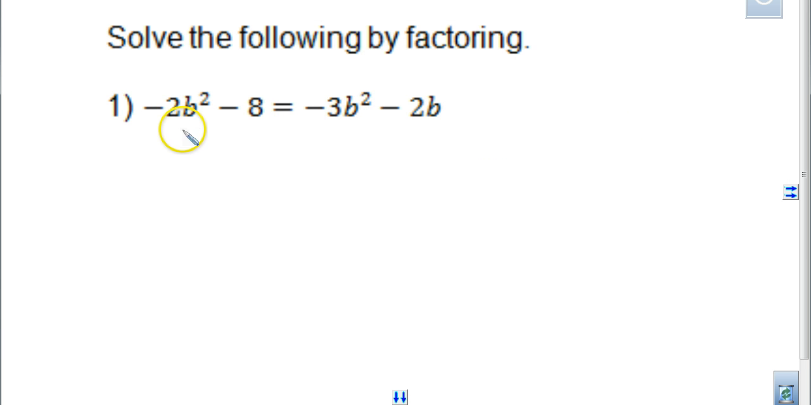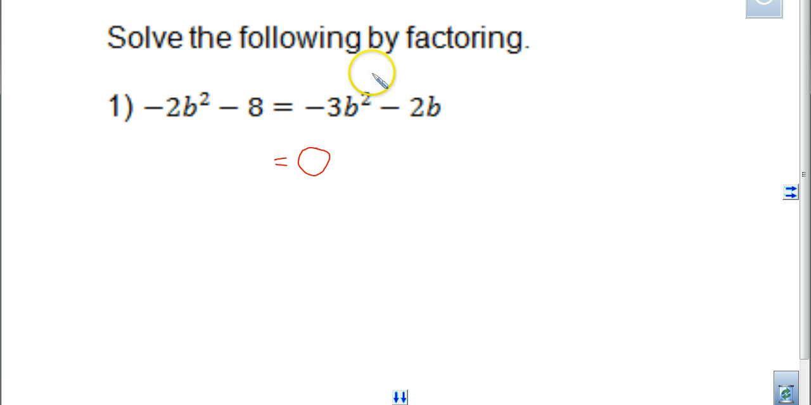So as an example here, I have negative 2b squared minus 8 is equal to negative 3b squared minus 2b. So I'd like to know the values of b which would satisfy this equation. And when I say satisfy the equation, I mean that the left side would have to be equal to the right side. So like I said, I want to have everything on one side with just 0 on the other. It doesn't matter what side you put 0, typically we'd put it on the right hand side.